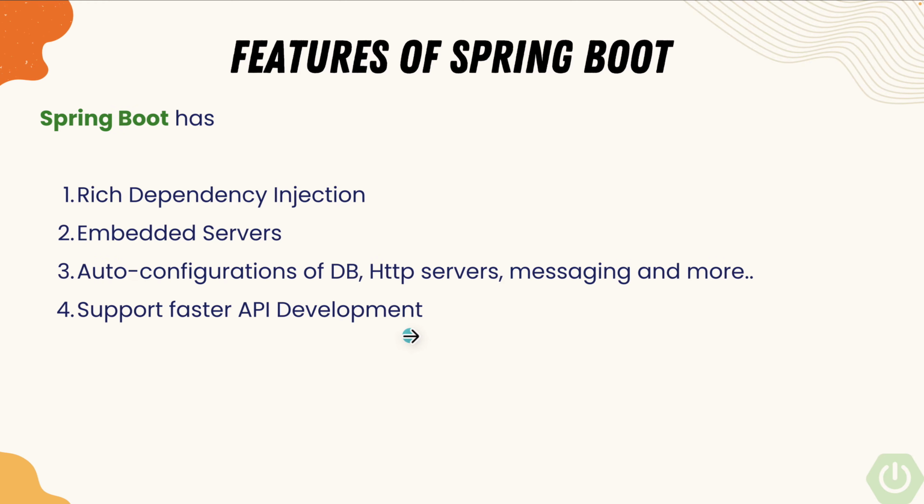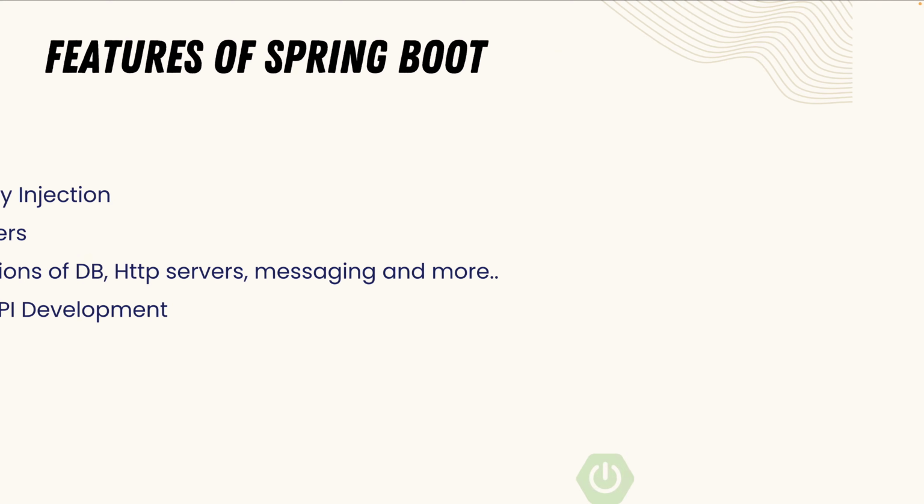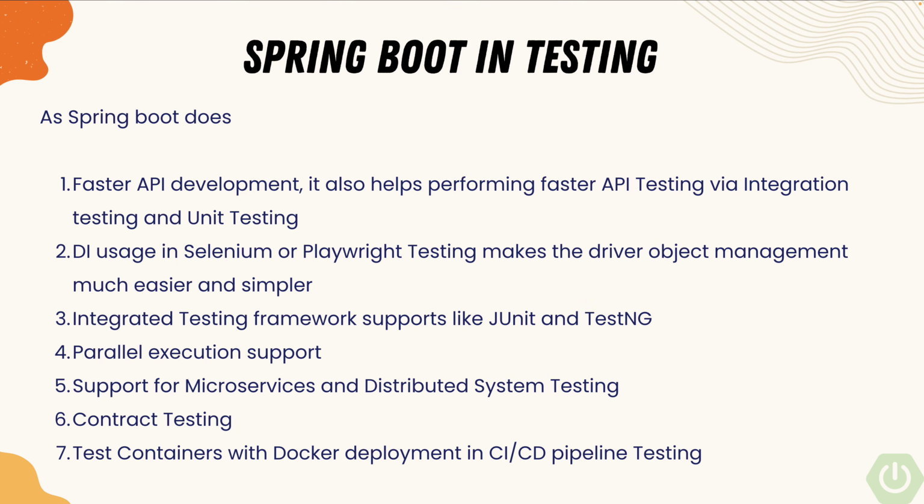There are even more features, but we don't really have to get to that point, at least for this particular course, because our focus is more toward how we can use Spring Boot in our automation testing. Using Spring Boot, you can do faster API development. We just saw that before, right? But it can also help you perform faster API testing, which is really cool because you can do API testing via integration testing or unit testing just by using a few attributes.